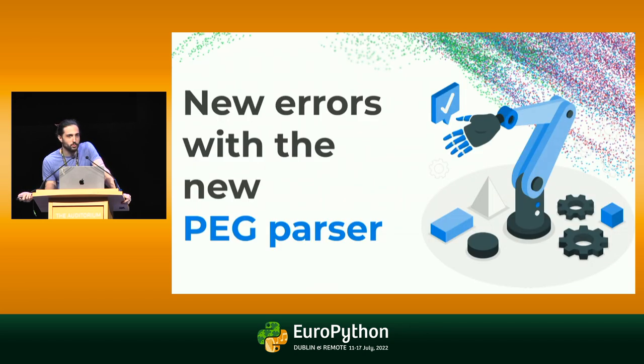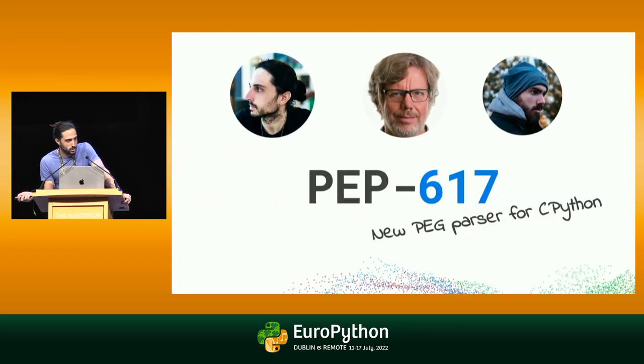So let me show you some of the new improvements that we have, and then we are going to cover how we made them and different problems that you may find with those errors. All of these errors are possible because of the work that we did with Guido and Lysandros in PEP 617, and we basically replaced the whole parser.